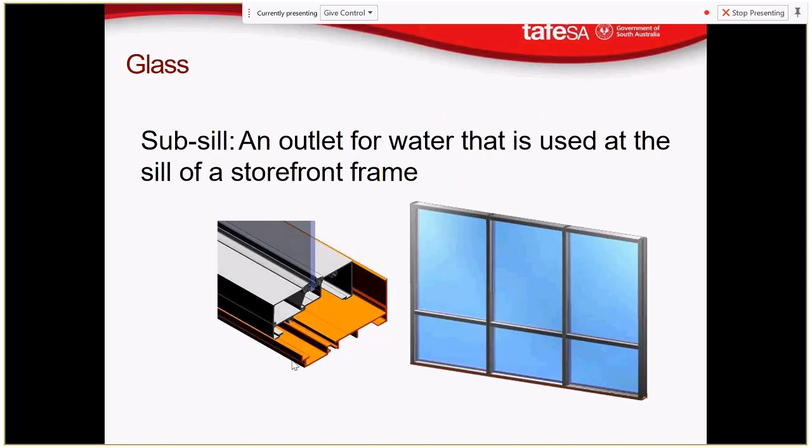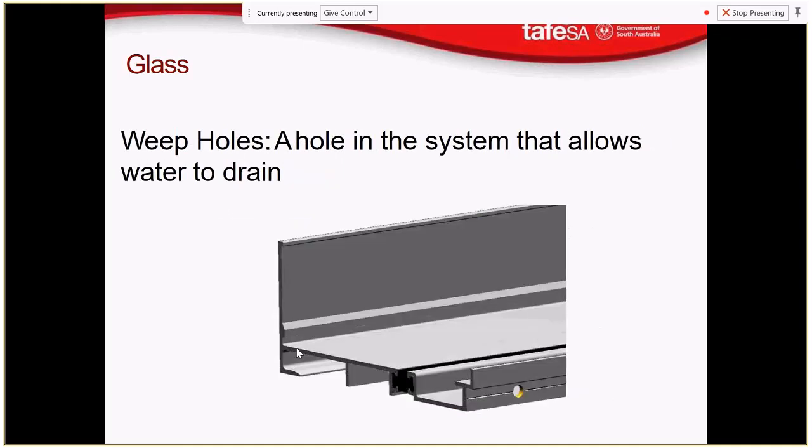So when we get water coming down here and collecting here, we want to ensure that all of that water goes outside and none of it goes inside. So we have a higher lip on the inside, a lower lip on the outside, and then we have drain holes as well to ensure that water goes outside, or weep holes, sorry. The weep holes, the hole in the system, allows water to drain.